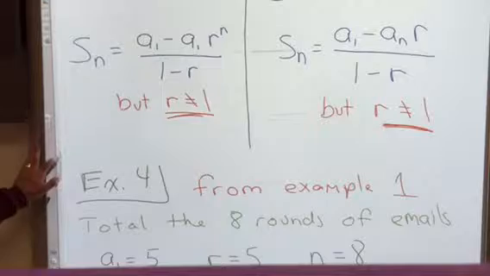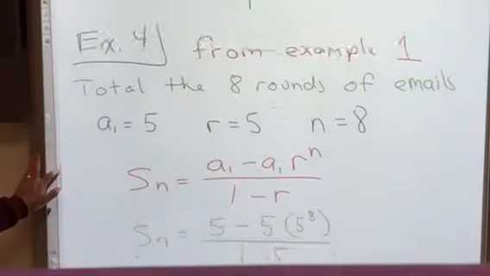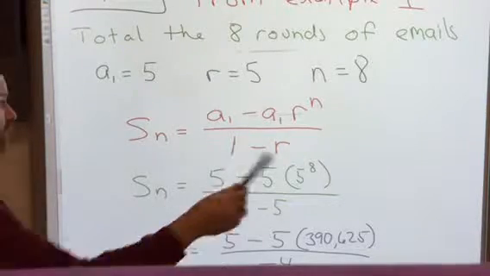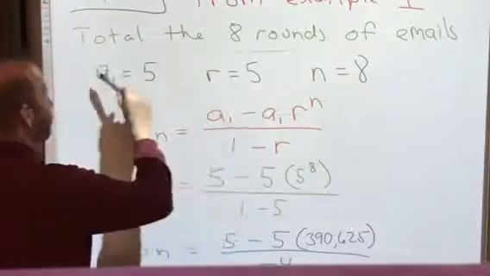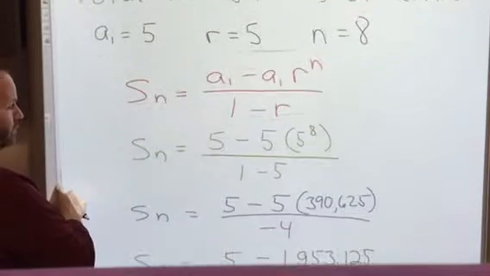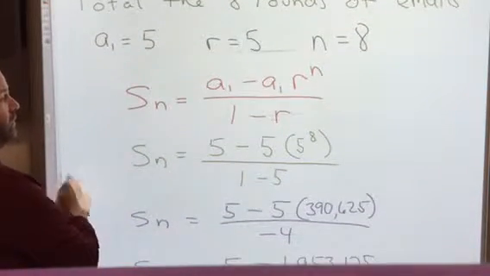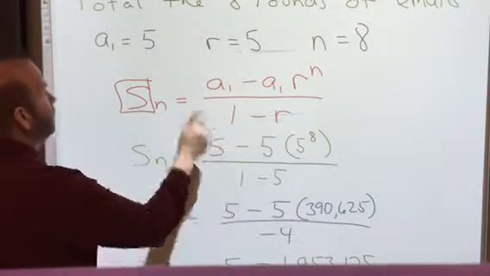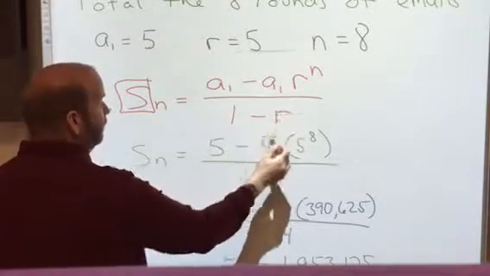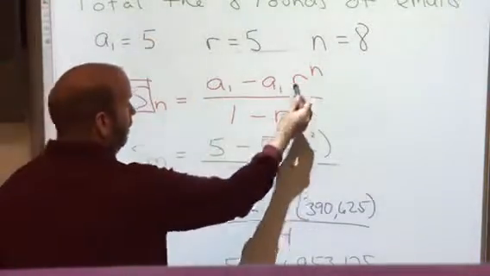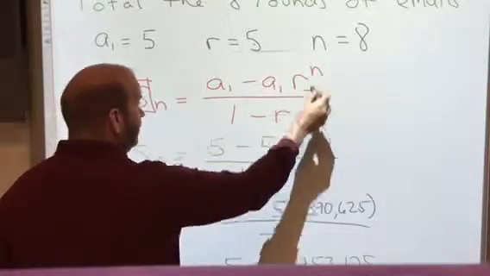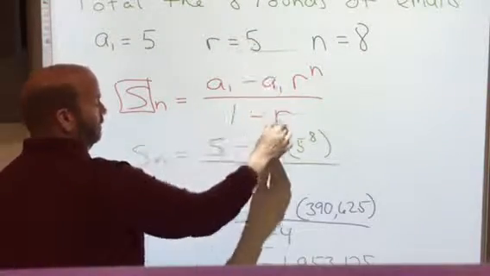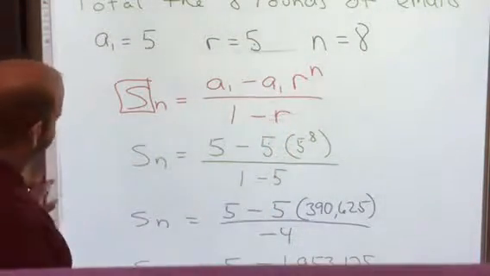From example 1, the total of 8 rounds of emails: a sub 1 is 5, r is 5, and n is 8. It's 8 terms. The common ratio is 5, and the first term is 5. So what's the summation of the 8 terms? a sub 1 is 5, r is 5, n is 8, and r is 5. So you just do the math of that.